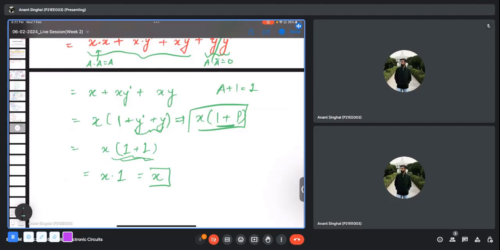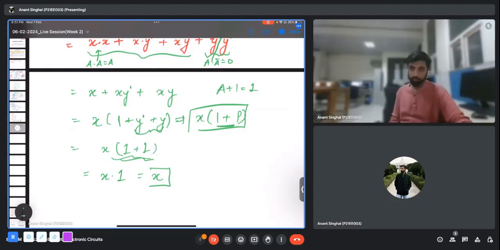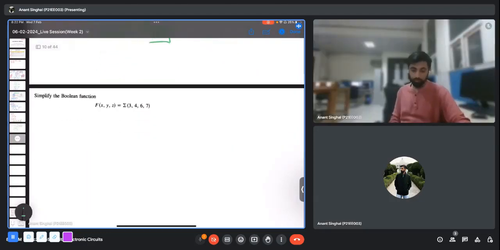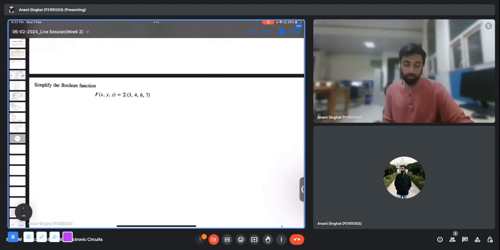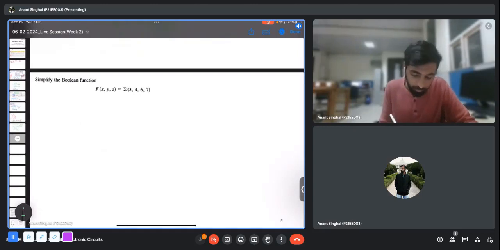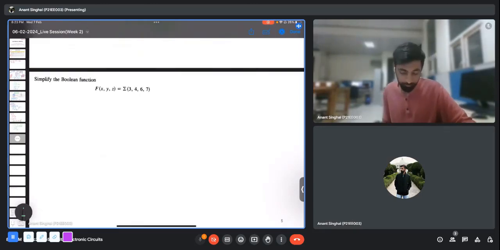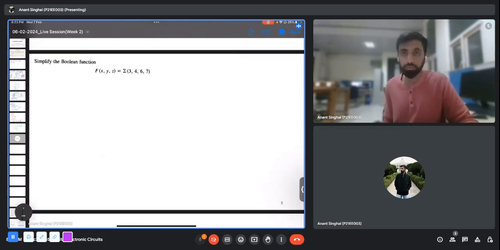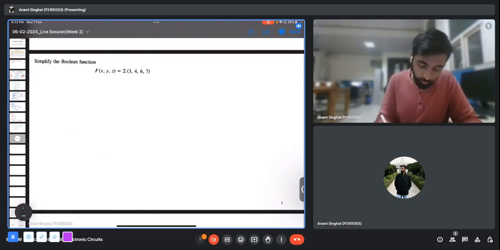Okay, so let's proceed now to the next problem. This problem is particularly related to the Boolean function, which is represented in min terms. I'll tell you what min term and max term are, and using that and the K map, we will solve this, or simplify the Boolean expression. There are several ways of representing Boolean expressions or Boolean functions. There are two particular ways to write it. It can be either a min term or a max term.